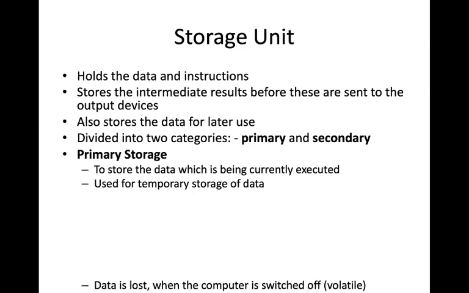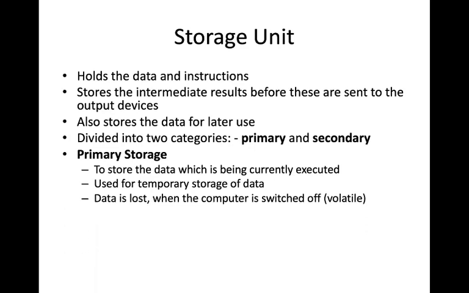It is used for temporary storage of data because data is lost when the computer is switched off. So it is known as volatile memory. If the power goes off, whatever is stored in the primary memory will be lost. If you are running some program, it won't be there; the memory will be reset and nothing will be there. Random access memory is an example of this primary memory. We have heard about RAM; in your mobile phones also we have RAM.